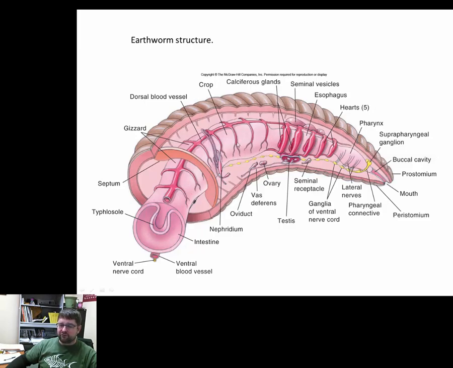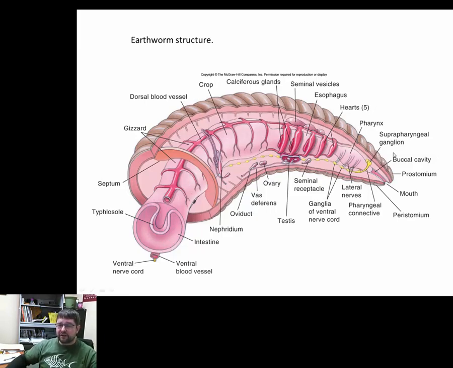But the crop's main job is to grind. The gizzard's main job is to add digestive enzymes and churn up the material, and then the intestines are to remove the nutrients from the material.